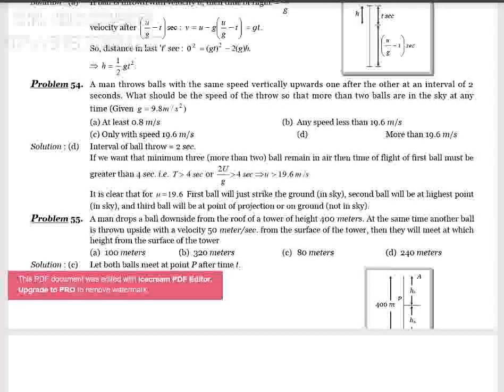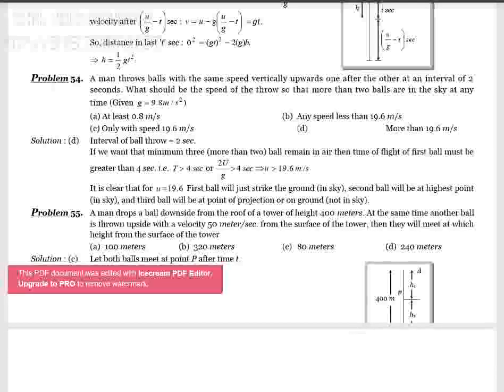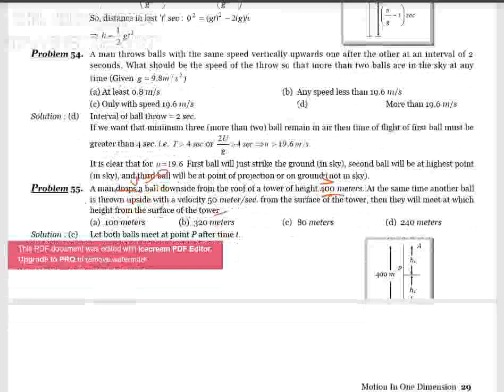Let us see question number 55. A man drops a ball downward from the roof of a tower of height this much. This one is S and U is 0, and at the same time another ball is thrown upward with a velocity of 50 meters per second from the surface of the tower. Then they will meet at which height from the surface of the tower? That means S1 is equal to S2.